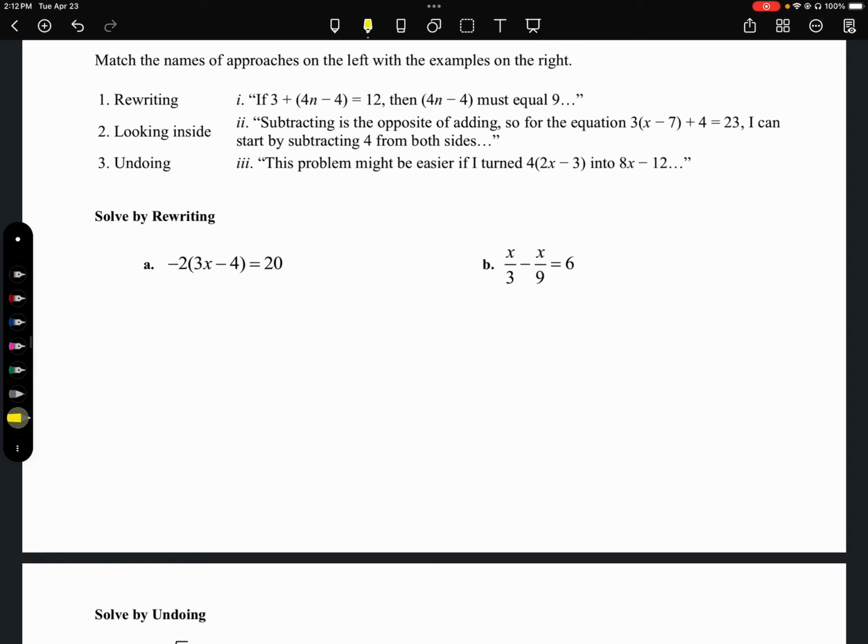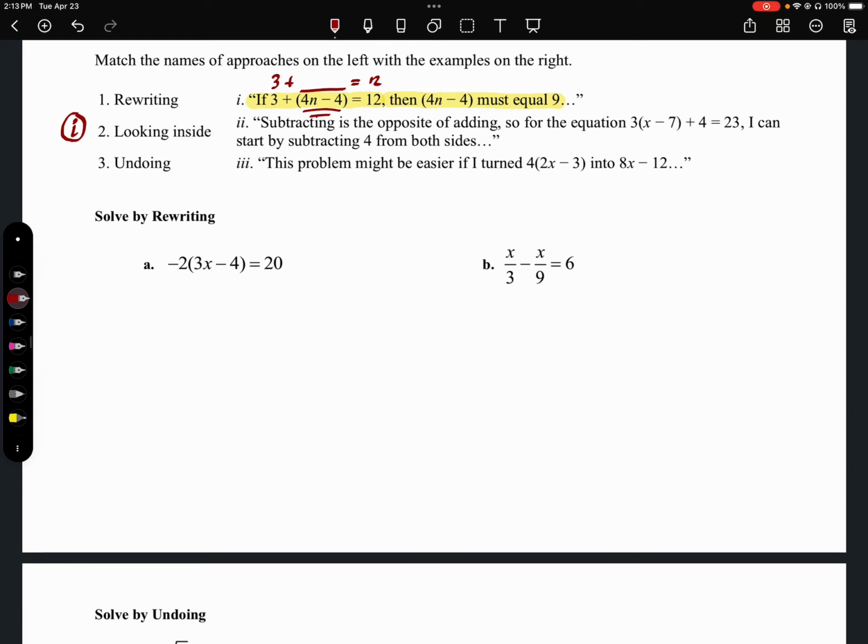The first choice here, choice number 1, says, if 3 plus the quantity of 4n minus 4 is equal to 12, then I know that 4n minus 4 must equal 9, right? Because 3 plus something equals 12, we know that this part has to be 9. So that was which method? Right, that should have been our looking inside. So looking inside should be choice number 1.